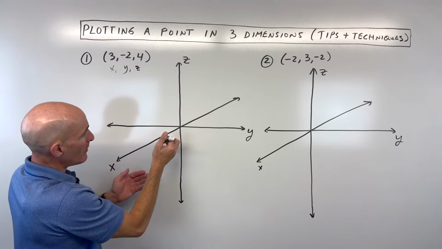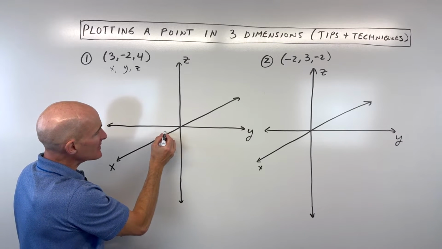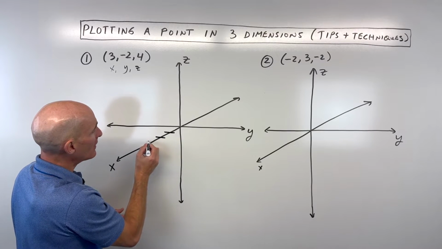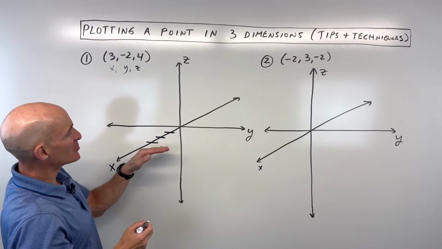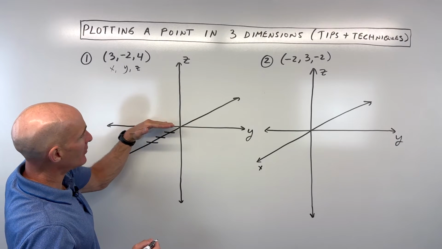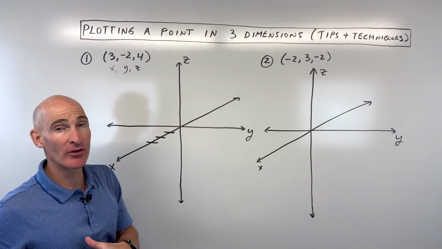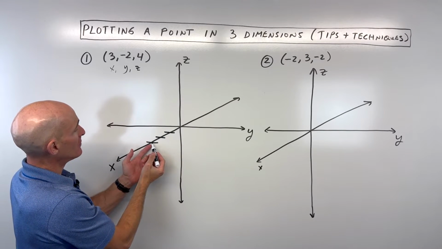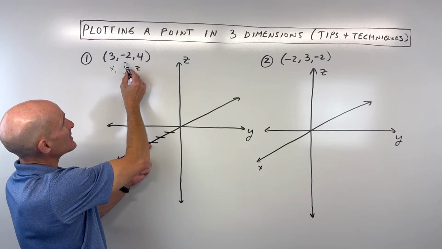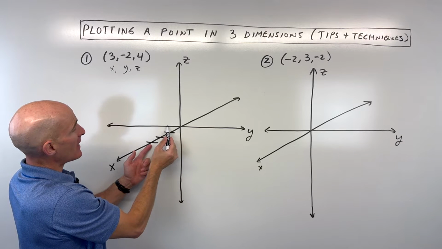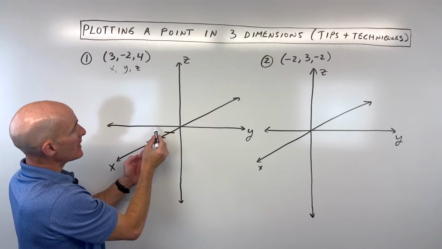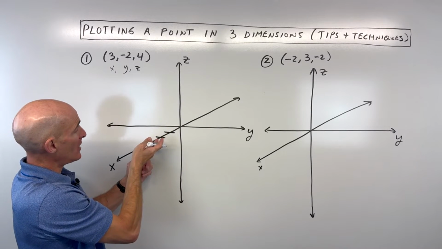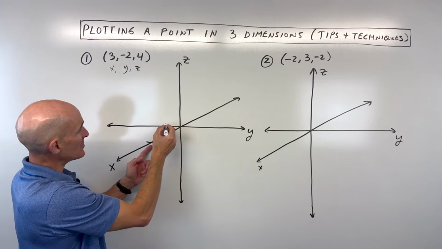Now when I go positive, I'm going to make these little tick marks or hash marks, but I'm going to draw them so that they're parallel to this y-axis. That's a little tip or technique or hack. So we're going forward 3, then on the y-axis we're going -2, so that's going to be left 2. Now I'm going to draw these little tick marks so they're parallel to the x-axis.